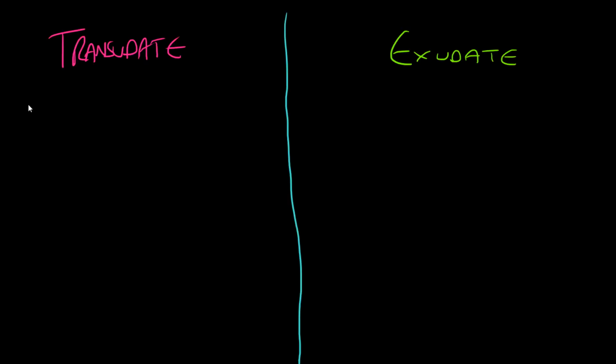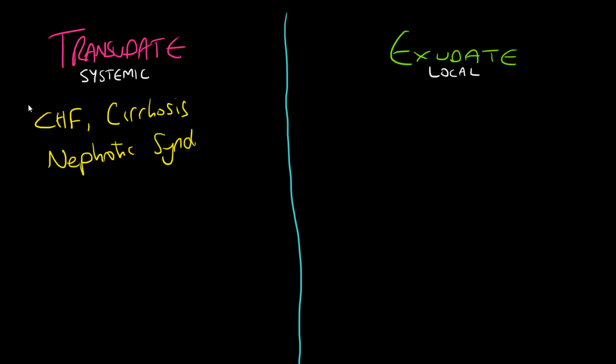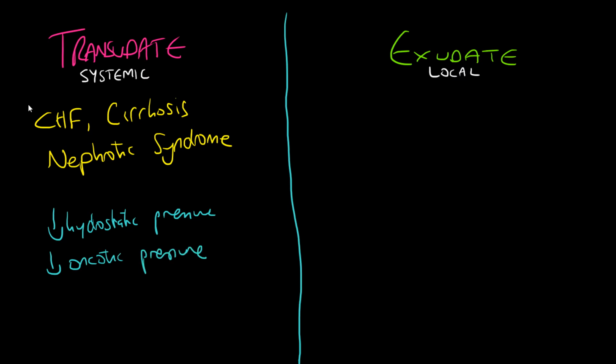Let's spend some time now looking at transudative processes and exudative processes. Usually these things come about whenever you're talking about pleural effusions, for example. The best way to classify transudate and exudate is that transudate is a systemic process and exudate is a local process. So looking at the transudative processes, systemic processes first. These pleural effusions normally come about by things like congestive heart failure, cirrhosis, nephrotic syndrome.